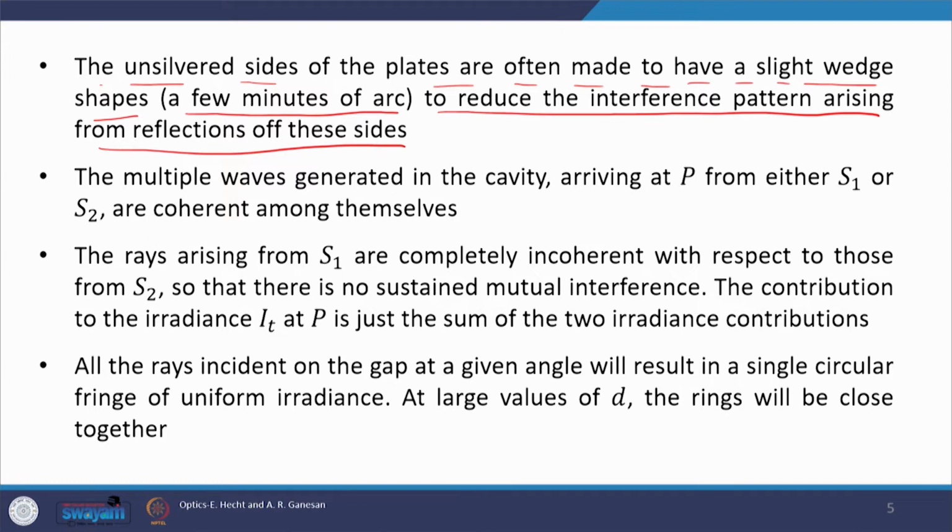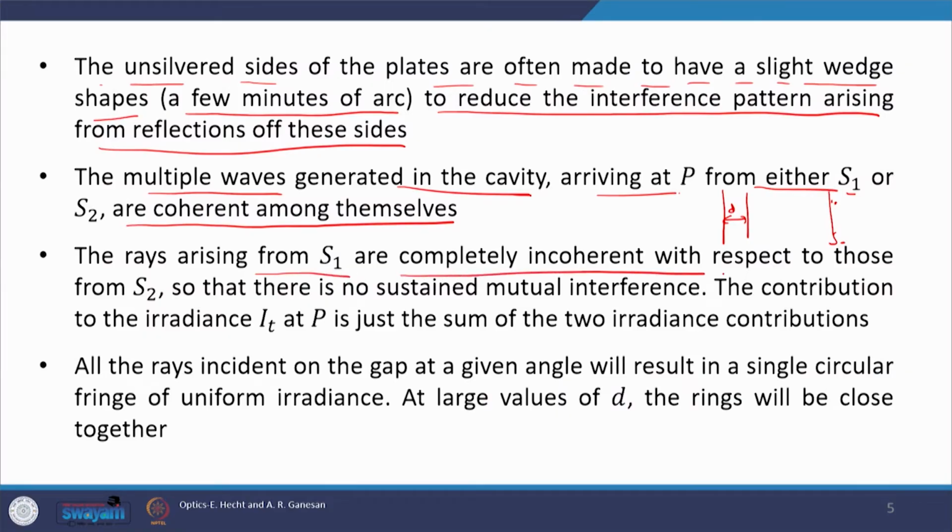The multiple waves generated in the cavity, cavity meaning the space between the two inner surfaces, arriving at point P, which is on the screen, from either S1 or S2 are coherent among themselves. The light coming from S1 would be coherent because the multiple reflections and transmissions are generated from the same source. The rays arising from S1 are completely incoherent with respect to those from S2, so there is no sustained mutual interference.